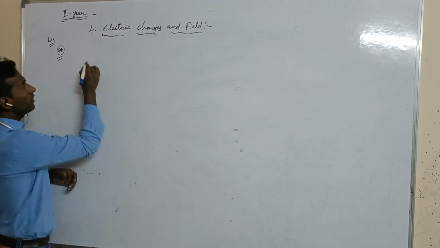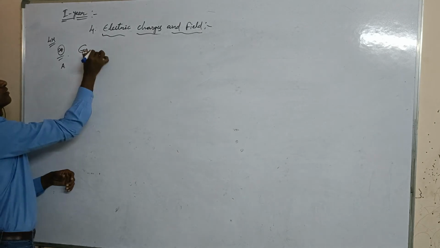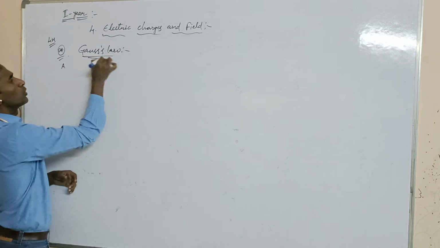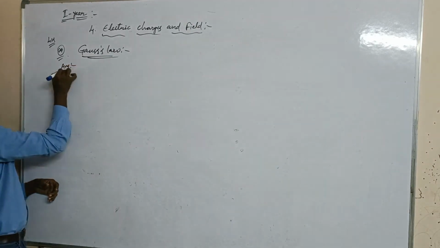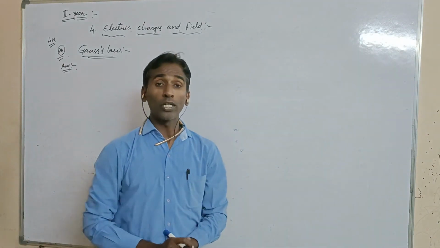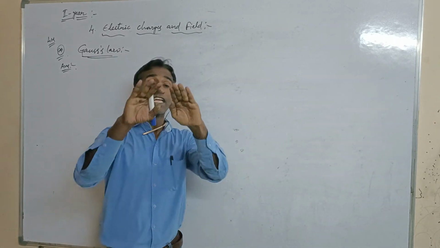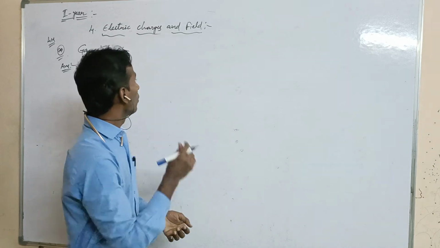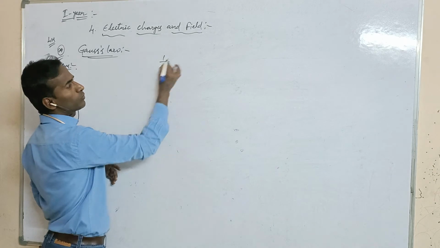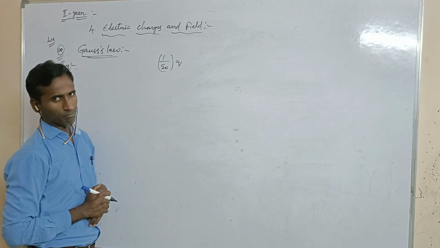So we have here the statement of Gauss law. Most important this one also. What is the Gauss law? The total electric flux through any closed surface is equal to 1 by epsilon naught times the net charge enclosed by the surface.